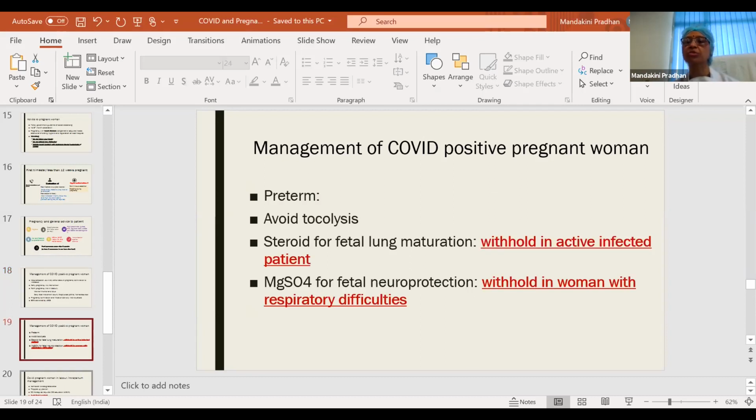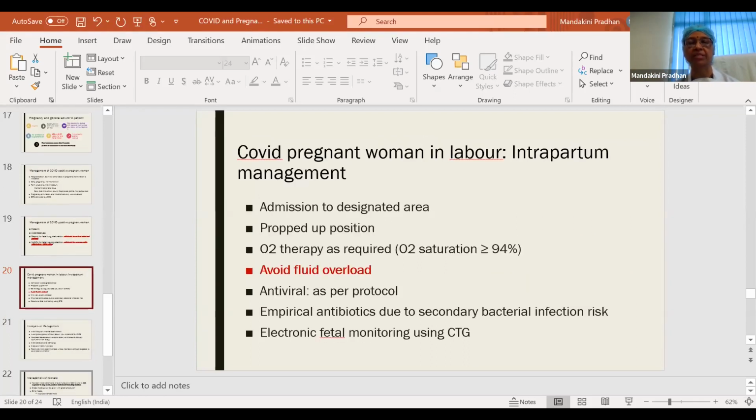But I must caution you that you must avoid giving tocolysis. Tocolysis can cause pulmonary edema, and as obstetricians, without thinking about it, we prescribe it, and then the patient goes on taking it. It will enhance their severity of symptoms. Before giving steroids for fetal lung maturity, we need to be careful. It probably will help both mother and the fetus. Magnesium sulfate: if a patient has respiratory symptoms, magnesium sulfate for fetal neuroprotection that we give at less than 34 weeks should not be given. Otherwise, with mild symptoms, one can give magnesium sulfate.